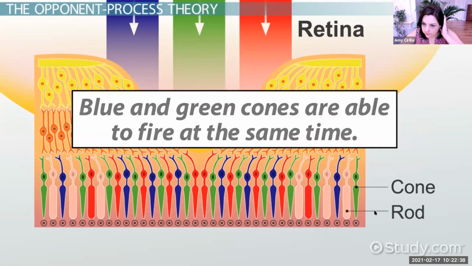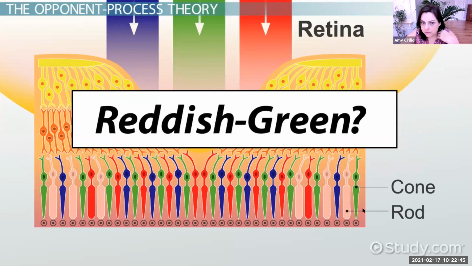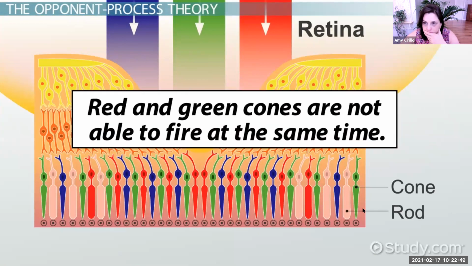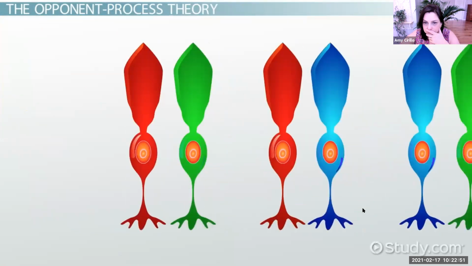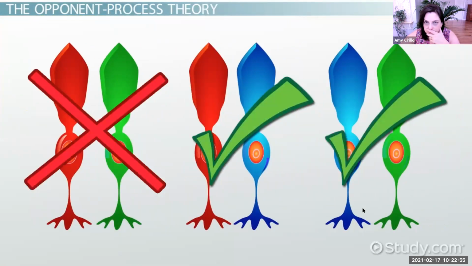However, have you ever seen a color that's sort of yellow and sort of blue? No, there is no yellow-blue, just as there is no reddish-green. Red and green are opposing pairs. Only one of them can be firing at a time. You can see blue and red together, or blue and green together, but not green and red.